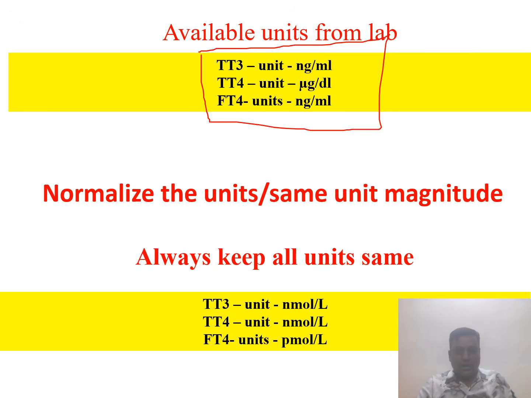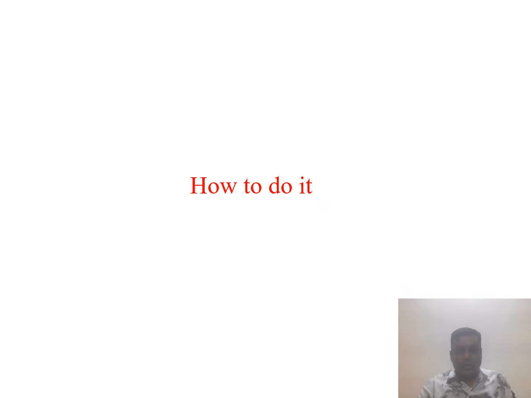So what are the units we need to use? Total T3, we need to use nanomole per liter, total T4 nanomole per liter, and FT4 picomole per liter. So normalization of the unit is most important. How to normalize the unit? I am going to explain in the next slide. You can see here how to do it.